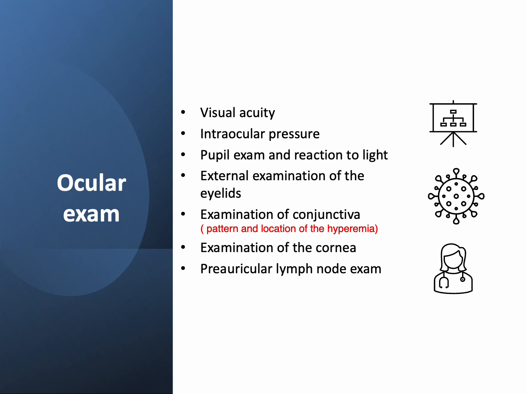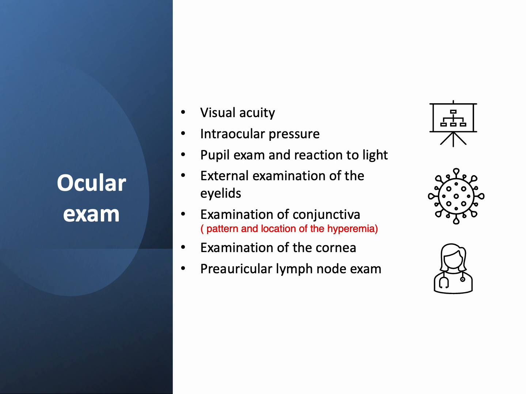Most importantly, if we see redness or hyperemia, we should look at the location and the pattern of the hyperemia. Is it diffuse and all over the conjunctiva, or is it only in a specific or sectoral area? All of these are indicators of the disease.